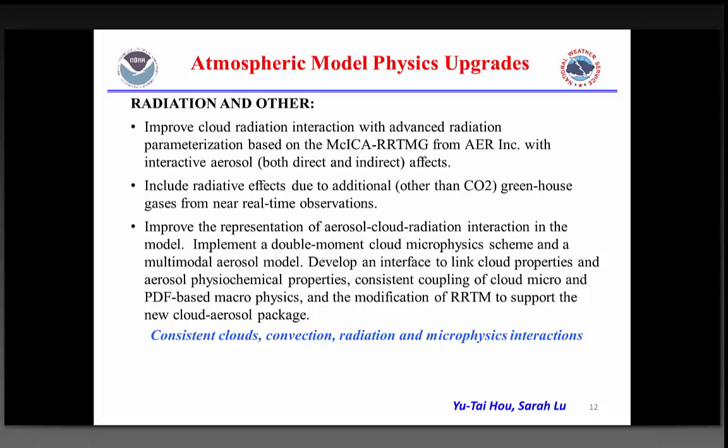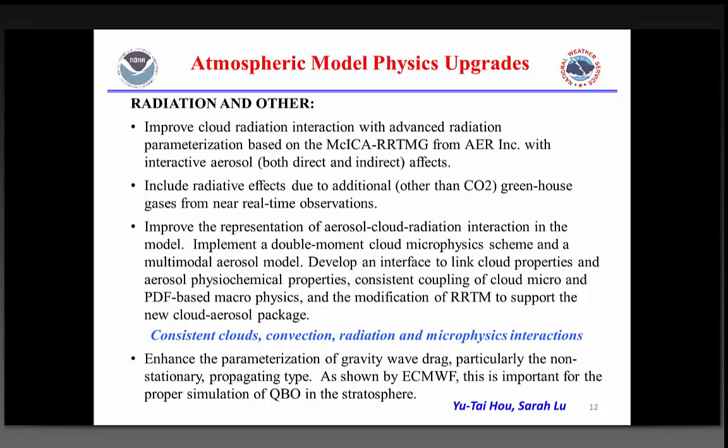They have to be done in a total atmosphere. You cannot do convection and radiation and microphysics separately. You have to have them all working together, and that's what this approach is going to be. You have to be working together on all of these four to be able to get physics that is scale-aware. And there's other things like gravity wave drag, especially the non-stationary propagating type, because this is, as ECMWF shows, very important for the stratosphere and in the proper simulation of the QBO.